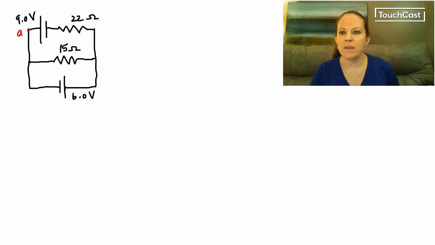So I'll put A in my top left corner, B at the left side of the middle wire, C in the bottom left, D in the bottom right, E at the right side of the middle wire, and F in our top right corner.